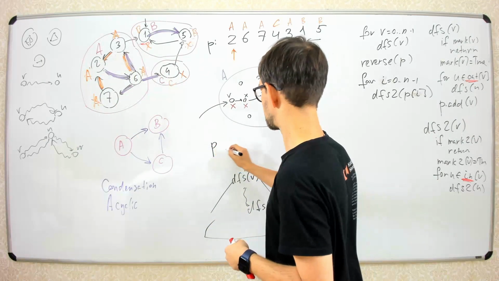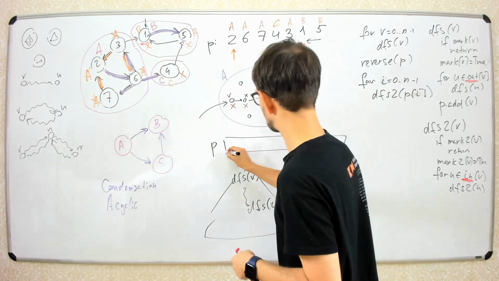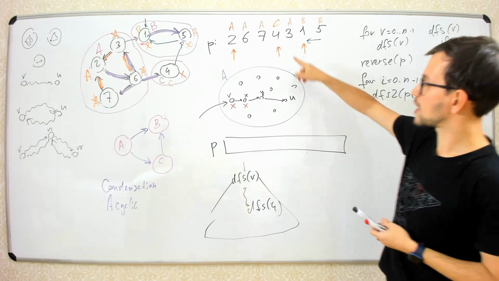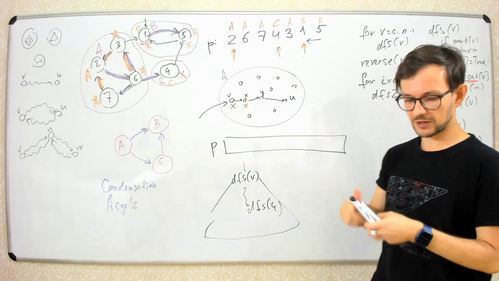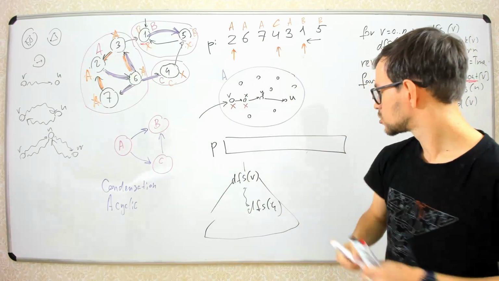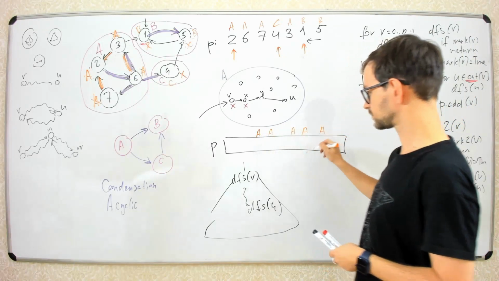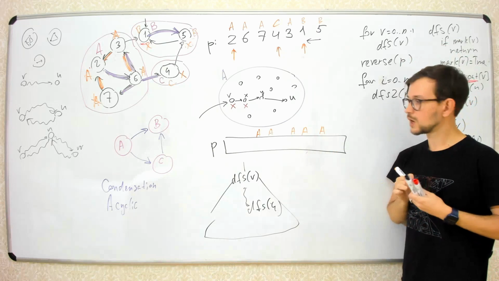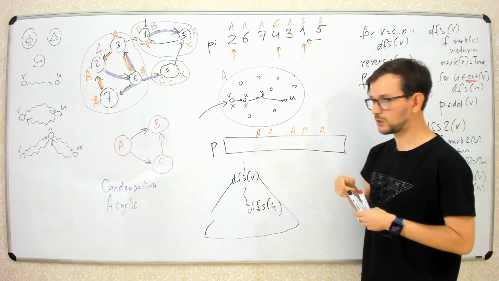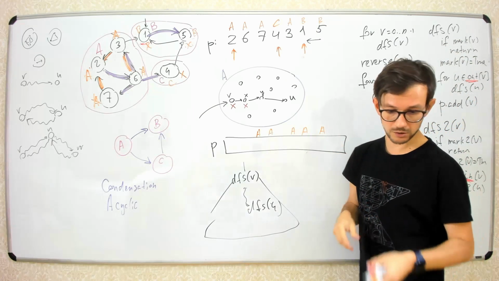So let's look at this. In this order, you have some nodes which belong to your strongly connected components. So you have some nodes from component A. Which of them will be the node V? What do you think?